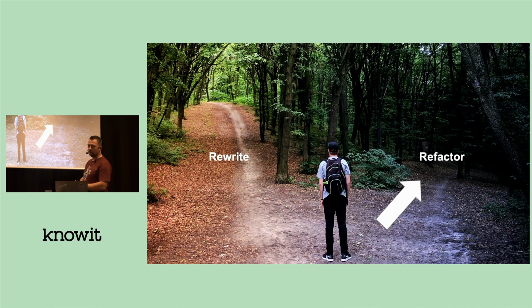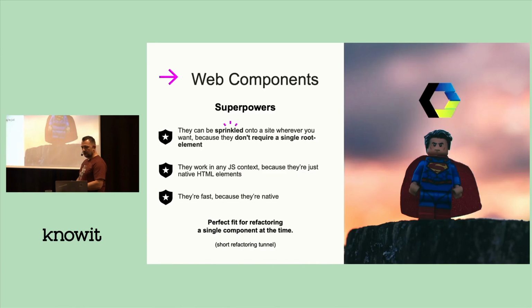Okay, so refactoring should be done in small bits. That's cool. So how do we do that in a legacy website, in a legacy CMS website? How do we even do that, and how do we modernize things in small bits? We can use something called WebComponents. Maybe you heard of these. WebComponents, they're really cool. They have superpowers.